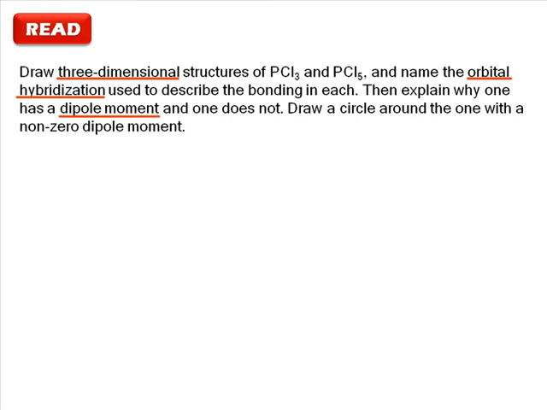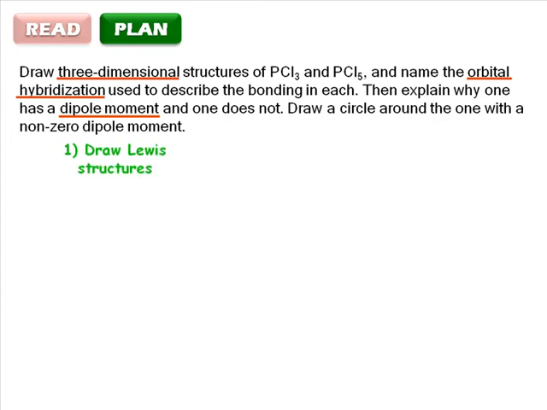Whenever you're asked about the shape or the hybridization of a molecule, it's a good idea to draw a Lewis structure, so that will be the first step in our plan. Once we have the Lewis structure, including all lone pairs, we can count the number of electron domains and determine the 3D structure of the molecule and its hybridization.